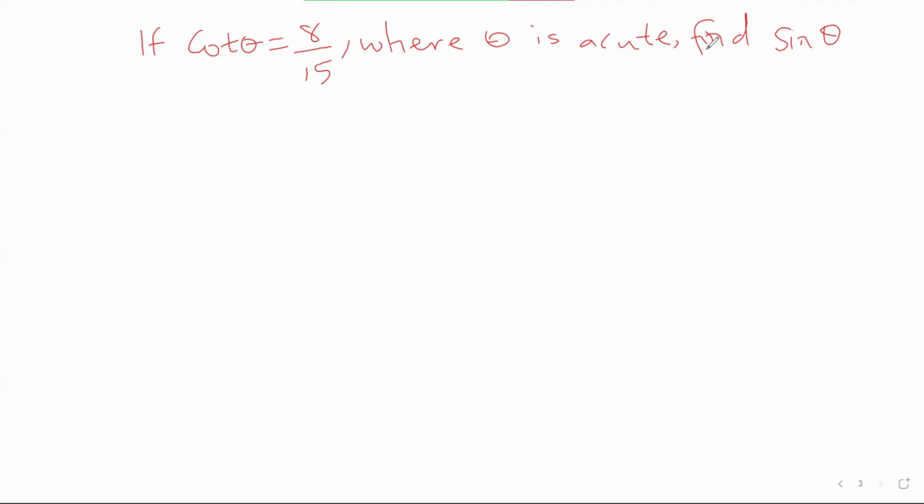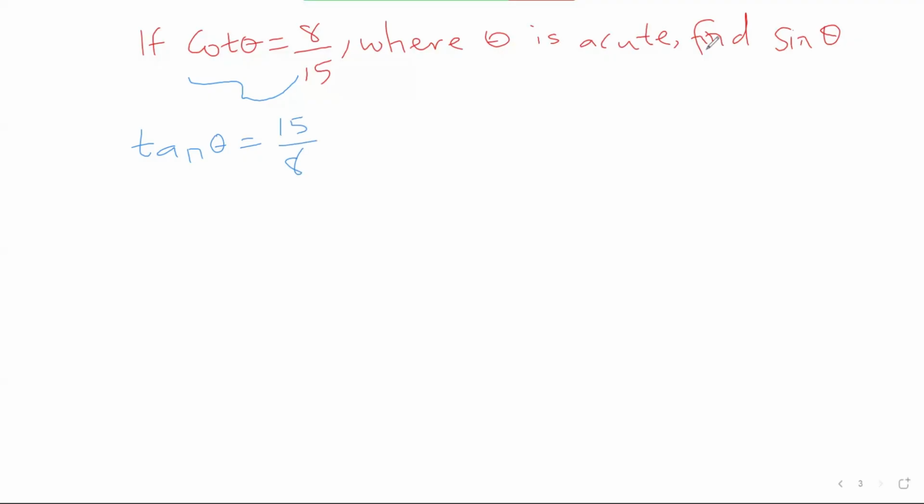First of all, we have to understand from the previous video that cot theta is the same thing as the inverse of tan theta. So that means cot theta is the same thing as 1 over tan theta. So what does that tell us? Deducing from here, if cot theta equals 8 over 15, which is the inverse of tan, that means our tan theta would automatically be 15 over 8.